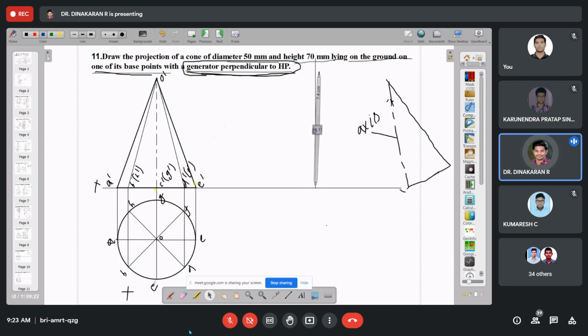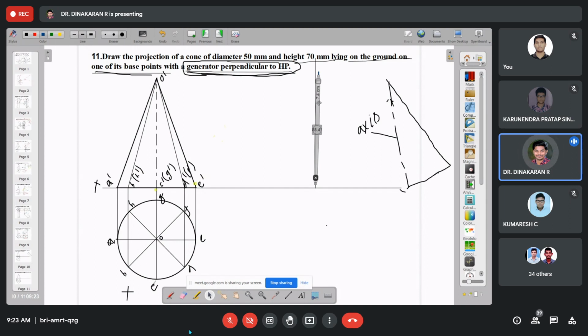because this is one of its generators. So here two generators are there: A dash to O dash or O dash to E dash. You can choose any one of the generators, because the question says one of its base points with the generator. So I will take E dash to O dash as the generator and measure it. You see, our normal axis height is 70 mm, but measuring E dash to O dash, it is 4 mm higher than the normal height.